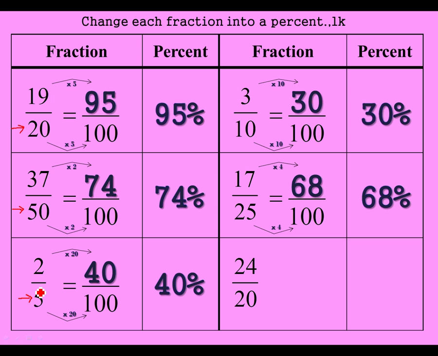All right, one more for good luck here. 24/20. Now this is an example of one where it's improper. So you could expect when you're done, you're going to get a percent that's greater than 100. And 20 goes into 100 5 times, and then 5 times 24 is 120. So there you go, 120%.